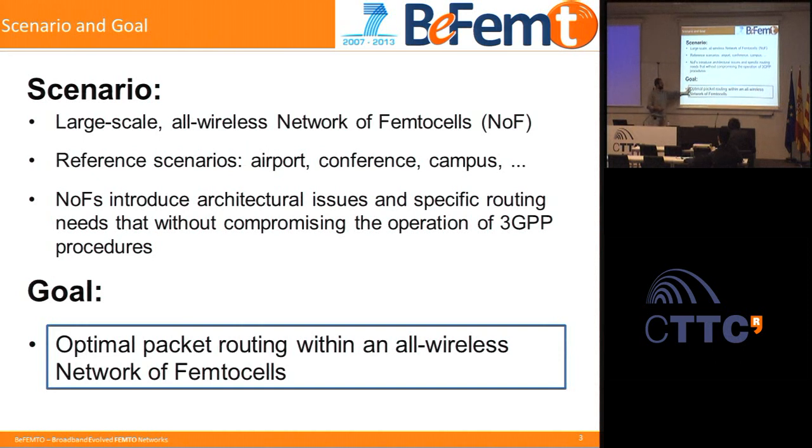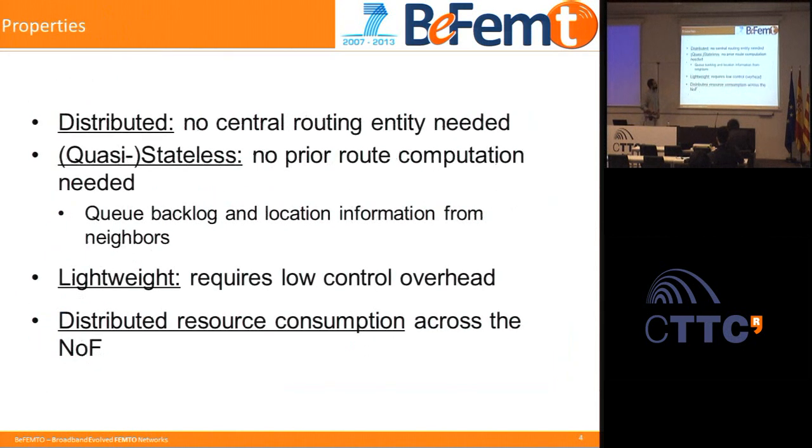So ideally, what we would like in this environment is to see our design decisions reach an optimal packet routing within this network of femtocells, where optimal means that we are offering the throughput that users request, and we are serving all the users that are in the all-wireless network of femtocells. So this is our wish list.